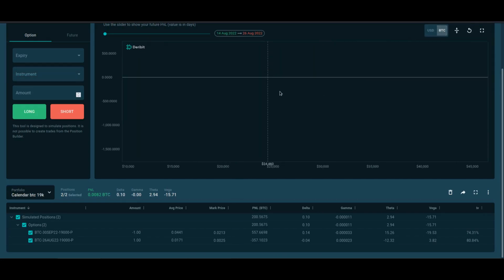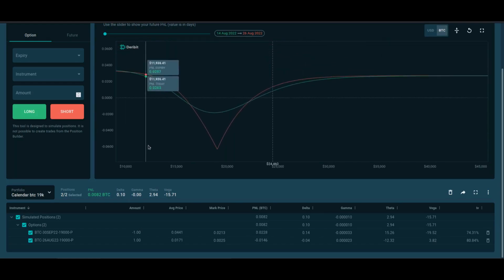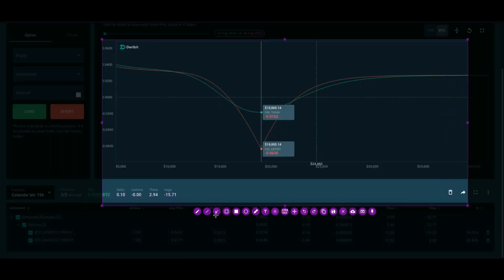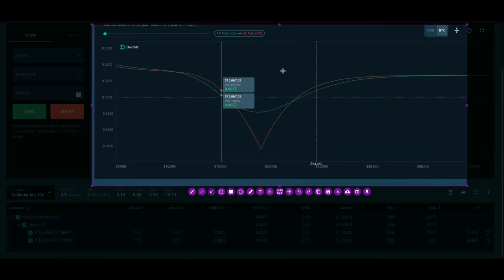Let's do it in BTC to get rid of conversion rate adjustments. So, here we are. We can see this is 19,000 dollars. This is the strike of our calendar, and we can see here the current date and the nearest option expiration date.